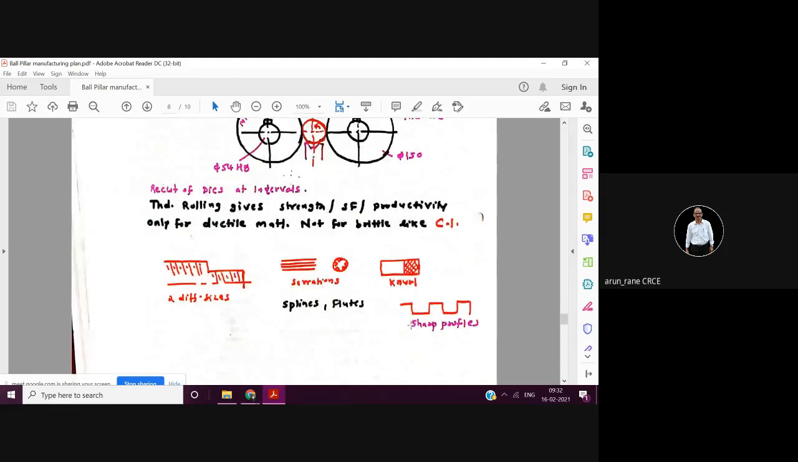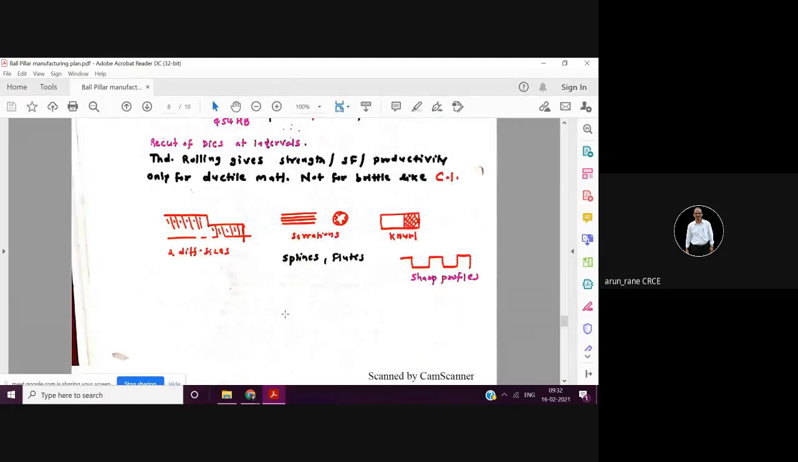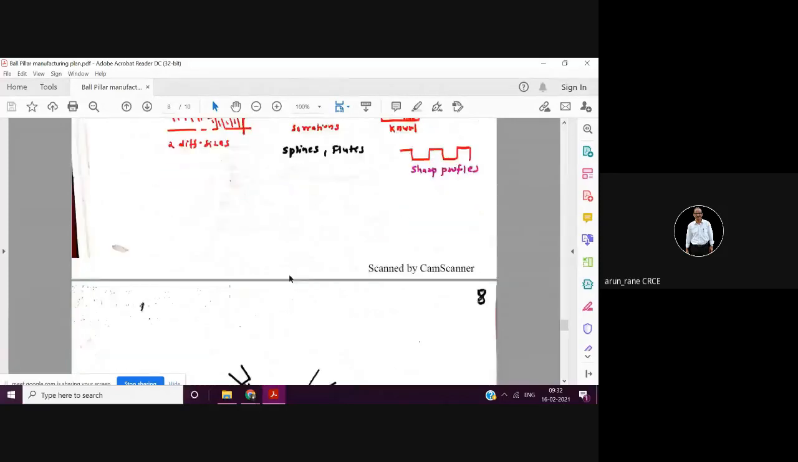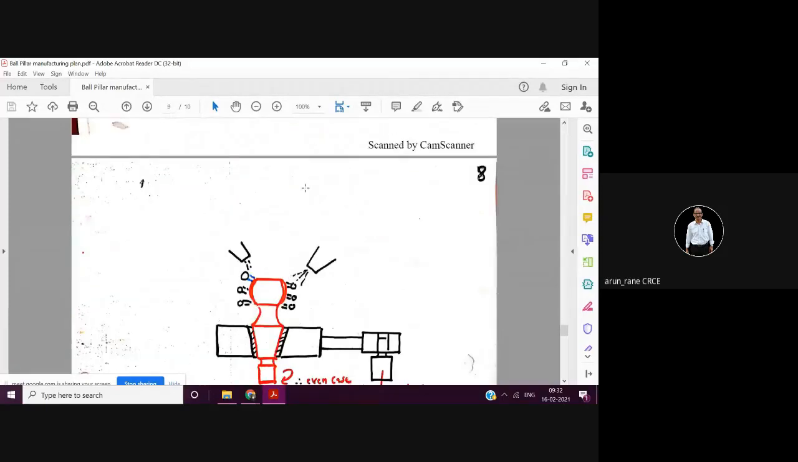You can do even knurling also. So that was the thread rolling operation. So now we are almost done with the machining operations.